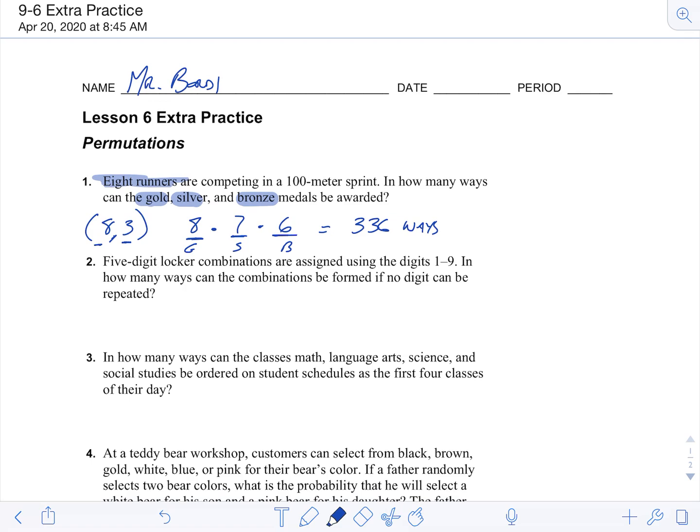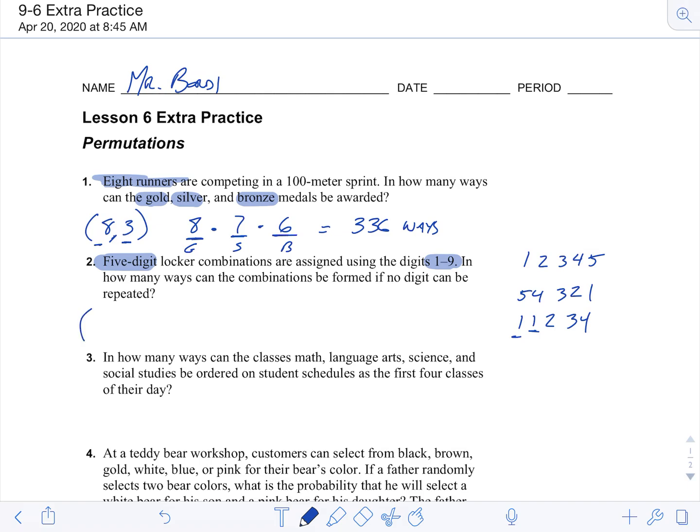Okay, now for number 2. Again, finding our key information. We know that there's a 5-digit locker combination, and they're assigned using the digits 1 through 9. We want to know in how many ways they can be formed if digits cannot be repeated. That means I could have a locker combination of 1, 2, 3, 4, 5, or one that's 5, 4, 3, 2, 1. That works. I just can't have something like 1, 1, 2, 3, 4. I cannot have a repeating number.